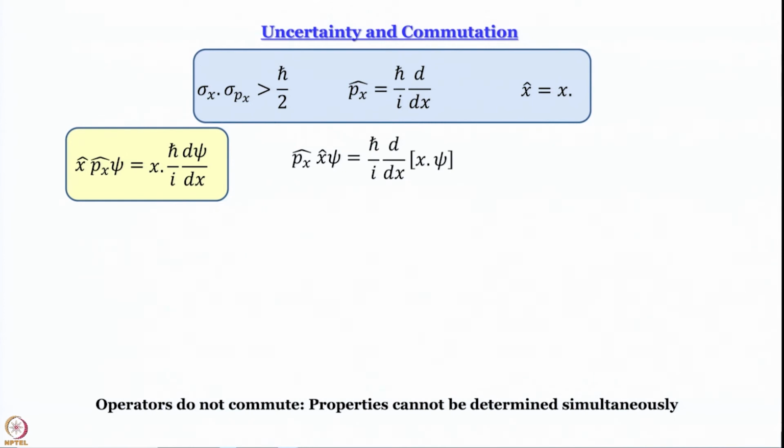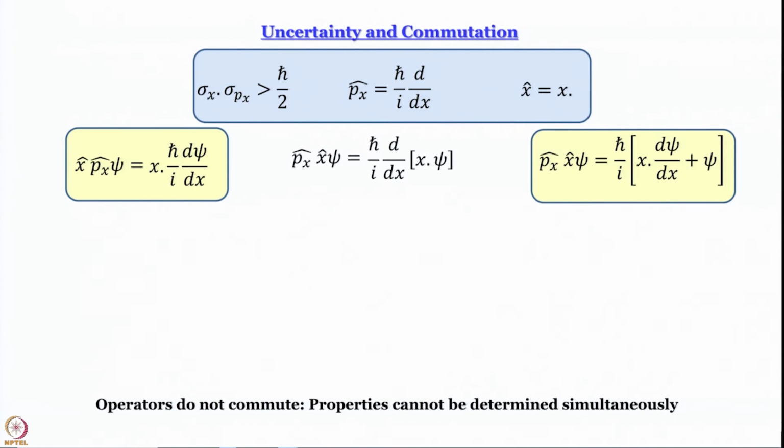So, now you have to make this ħ/i d/dx operate on the product of x and ψ. We all know what d/dx of uv is. It is this. p̂x x̂ ψ gives us ħ/i x dψ/dx plus ψ. Very simple, I am not going through the step.